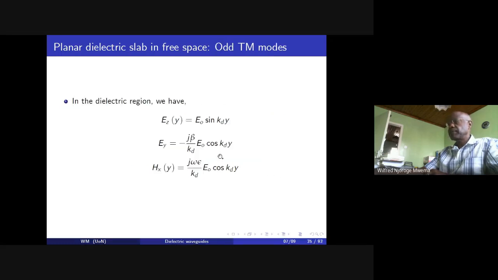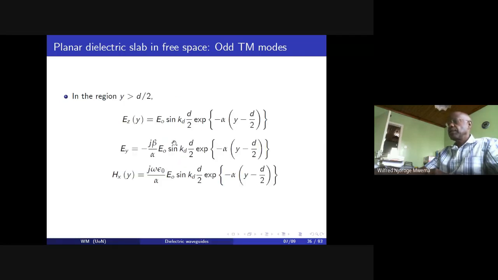Now, in the dielectric region, we have that Ez of y is going to be given by E naught sin kd y. And Ey is going to be given by minus j beta kd E naught cos kd y, where we are just looking at the odd TM modes that would be propagated by that guide. And Hx is therefore going to be given by j omega epsilon by kd, E naught cos kd y.